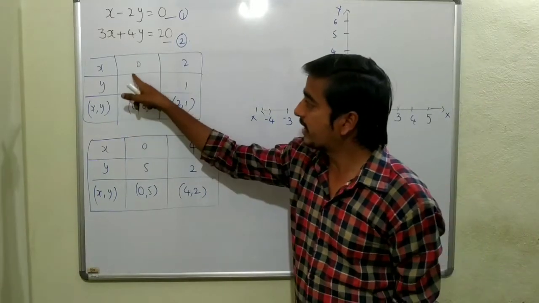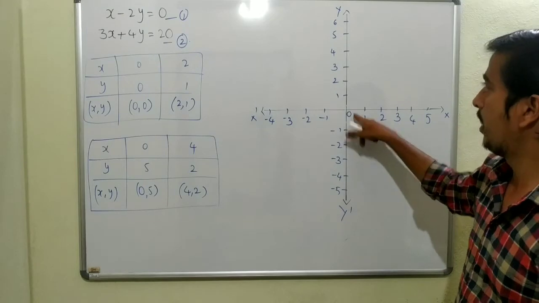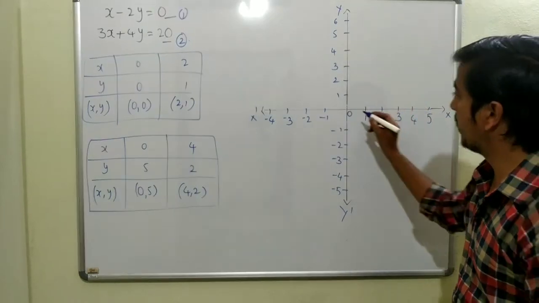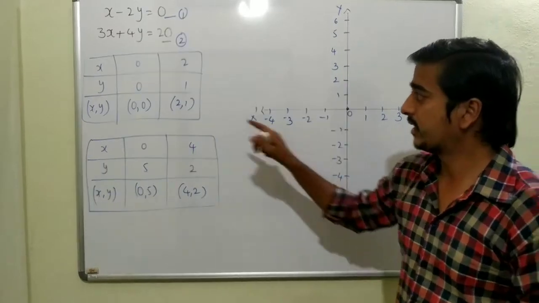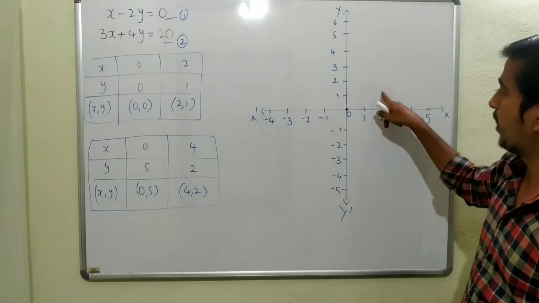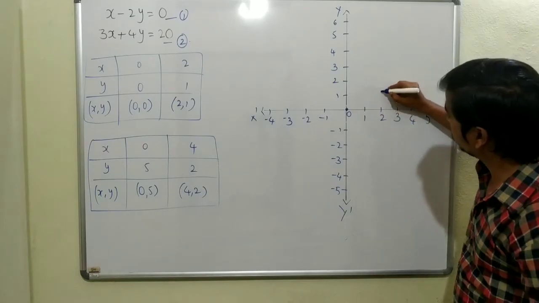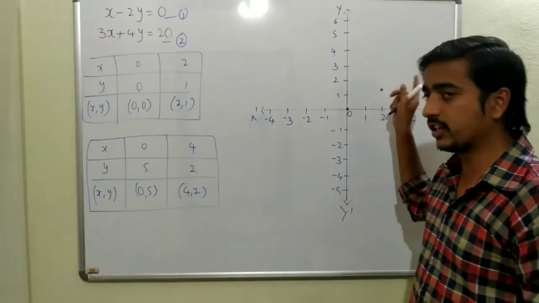With the first line, that is 0 comma 0, the x coordinate is 0 and the y coordinate is also 0. So they intersect at the origin. Fine. Next, the second point is 2 comma 1. The x coordinate is 2 and the y coordinate is 1. So here they will meet. So these 2 points are enough to draw the line. So let us draw the line.